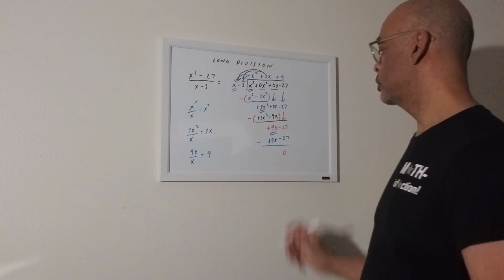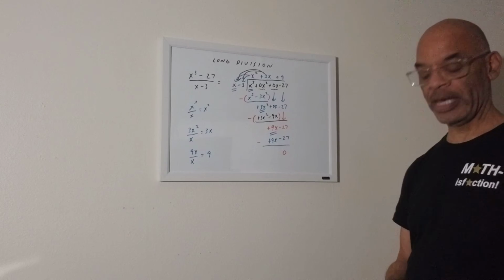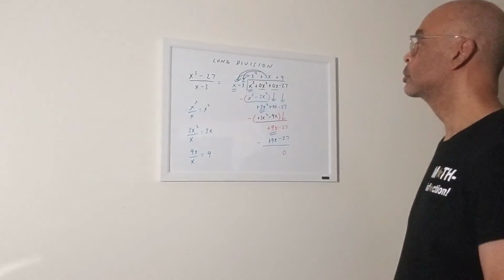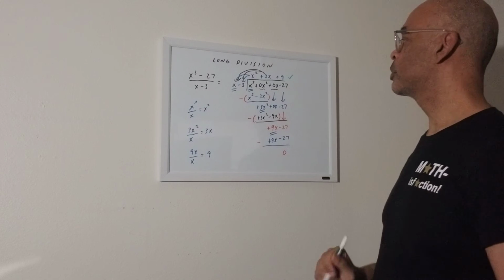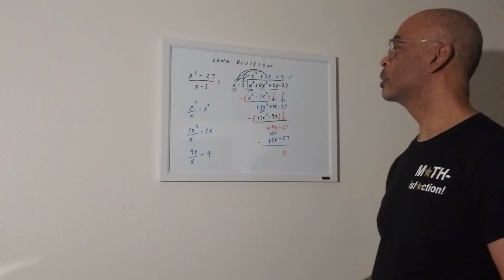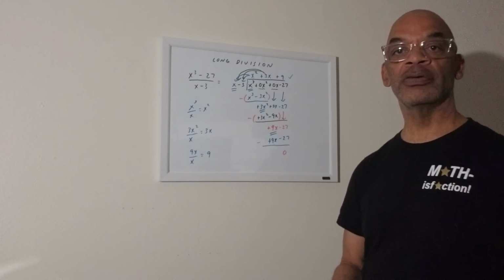Subtracting yields 0, which means we have no remainder. That gives us x squared plus 3x plus 9 as the quotient, and there's no remainder. That's an example of long division with polynomials.